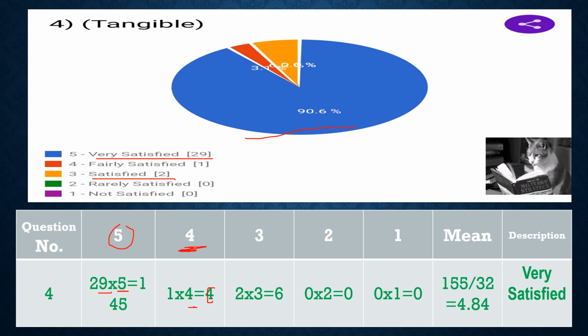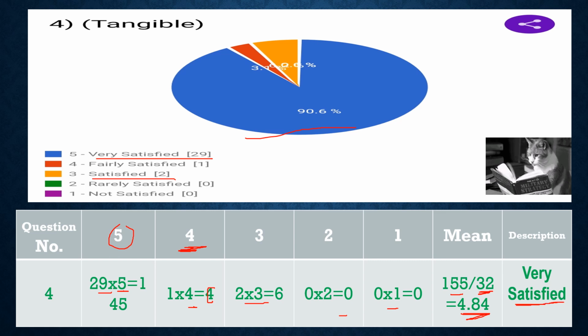Satisfied, 2. So 2 times 3 is equal to 6. And then both 0 for rarely satisfied and not satisfied. So to get the mean for this statement, 145 plus 4 plus 6 is equal to 155. 155 divided by the 32 respondents in this research, for example, is equal to 4.84. And the description will be very satisfied.